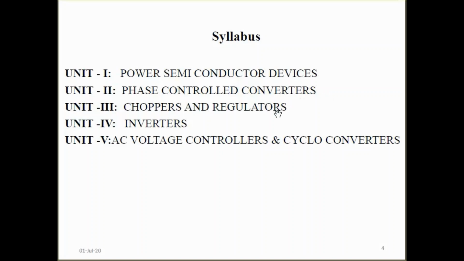So coming to third unit is our choppers. Choppers are regulators. So chopper is which controls fixed DC to variable DC. Coming to fourth unit, inverters. So inverter is a device which converts DC to AC. So coming to fifth unit, AC voltage controller, cycloconverter, which controls fixed AC to variable AC. So AC voltage controller without changing frequency, cycloconverter with changing frequency.